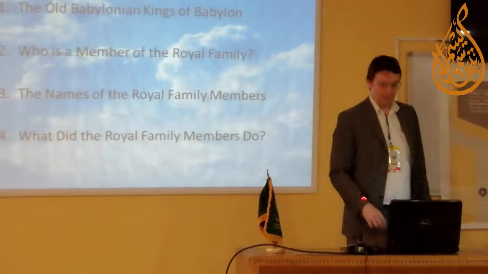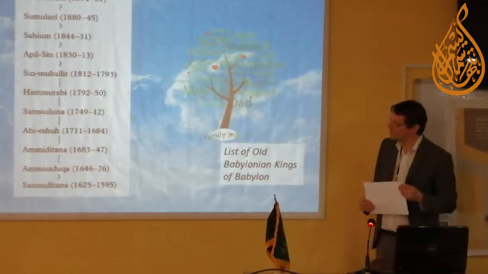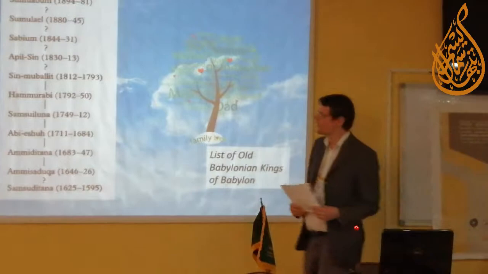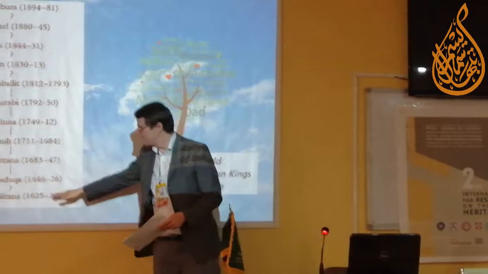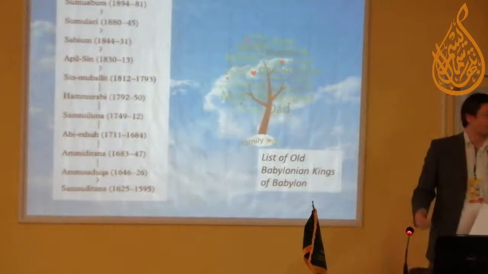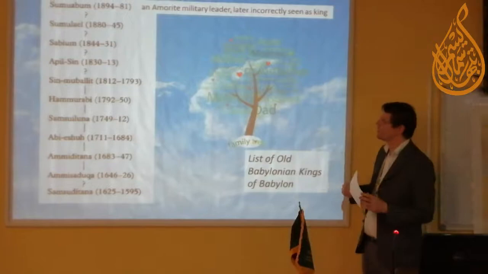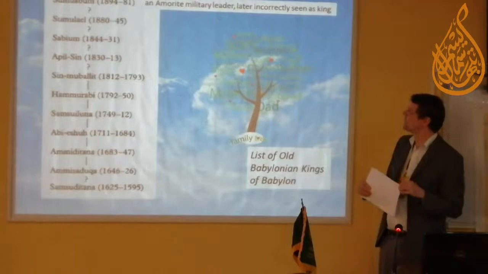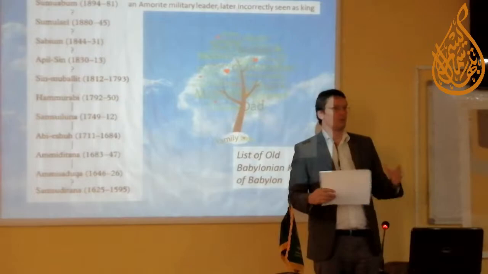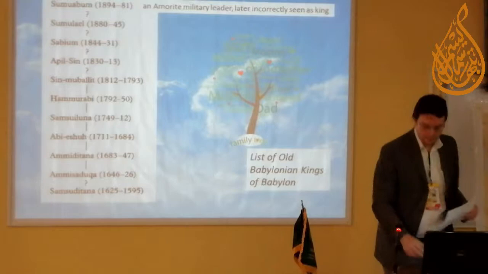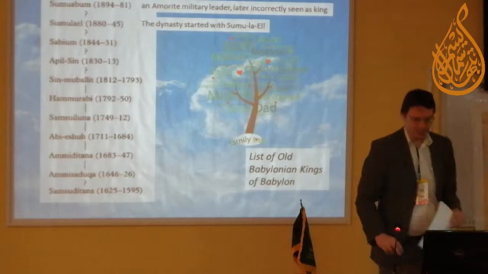So this is a list of the Old Babylonian kings. To a lot of you, this is a famous list. So we have here Hammurabi of Babylon, the most famous Old Babylonian king, and the last Old Babylonian king is Samsu-Ditana, who lost his throne when the Hittites raided Babylon. The first name that you see here, Sumu-Abum, was actually not a king of Babylon, but an Amorite military leader. The Amorites were a group of tribes that took over power in the Middle East around 1900 BCE. So the dynasty actually started with Sumu-la-El.